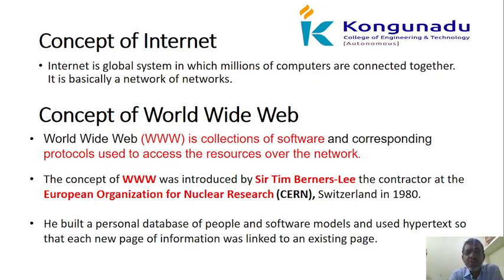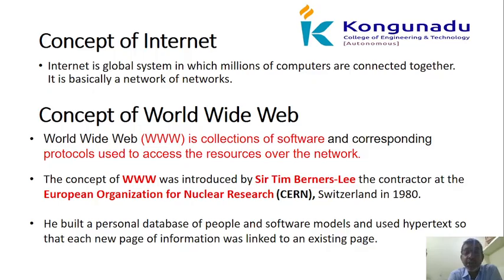So basically we know about the WWW, the World Wide Web. It is a collection of software corresponding to the protocols to access resources over the network. Suppose you want to check mail on the internet, we go to Gmail or Yahoo. That is software which can transfer data from one place to another place. For that, we need the platform of the World Wide Web.